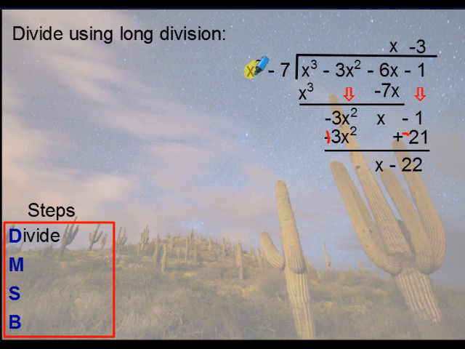So divide, first term into first term. However, make a note, x divided by x squared. You see that the degree up top is smaller? If that's the case, that means you can't go any farther and you're done. Therefore, that's going to be your remainder, and that's going to be your quotient.